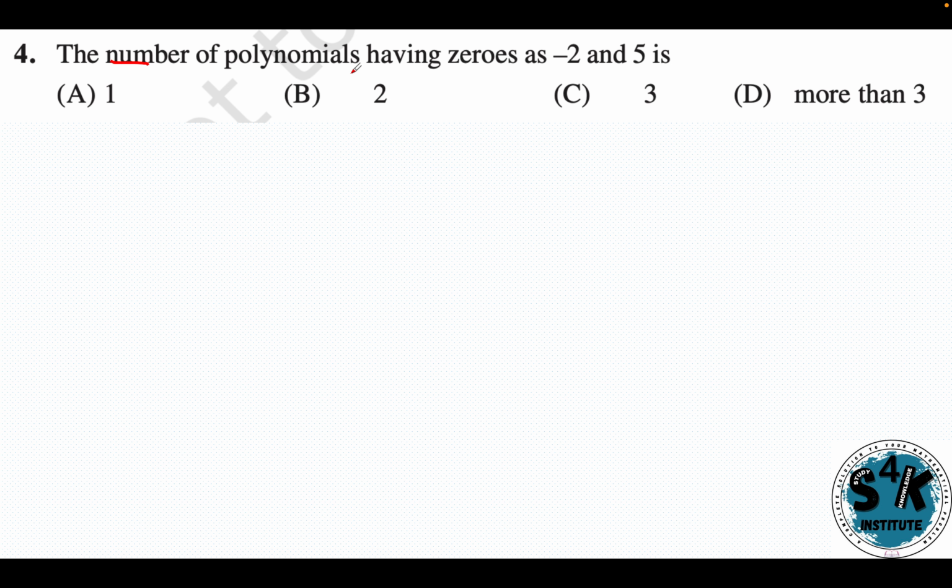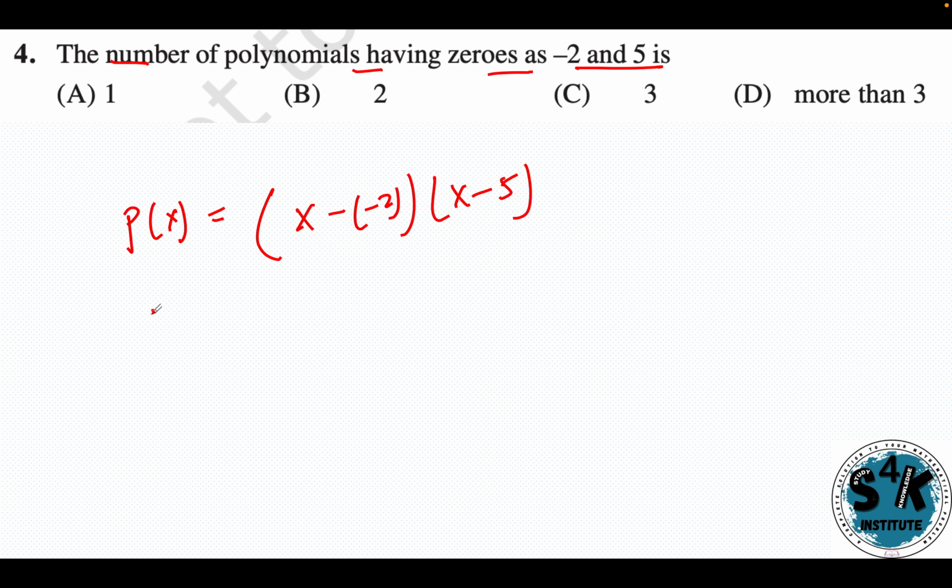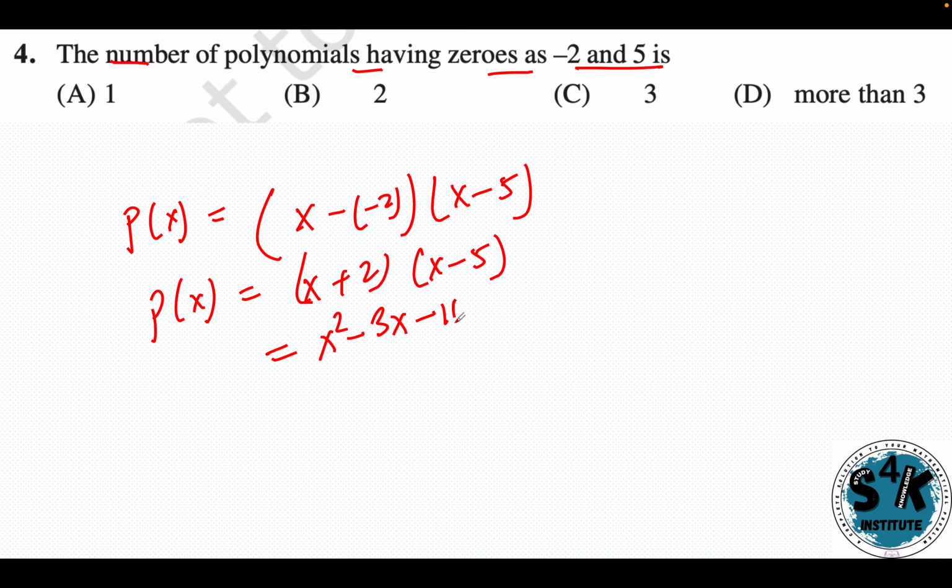The number of polynomials having zeros this and this are... we know that we can write the polynomial as p(x) equals x minus of minus 2 and x minus 5. If I simplify this, I will be getting x square minus 3x minus 10. But this is a very special case where the coefficient of x square is 1. It can be anything, obviously not 0, but other than 0.